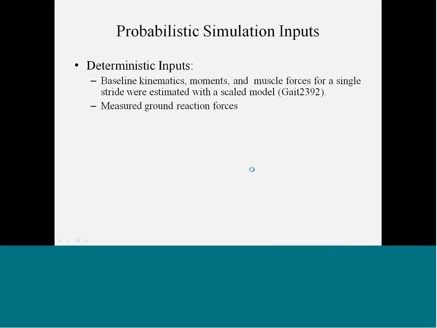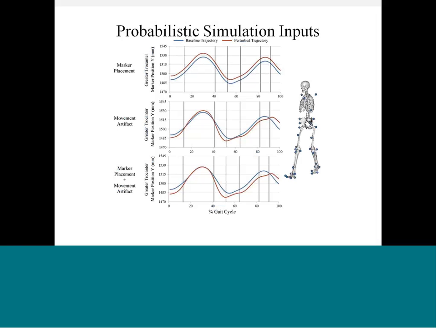So for our specific probabilistic simulation, we began with a deterministic input with the baseline kinematics, moments, and muscle forces from a single stride of gait and our measured ground reaction forces. And then for the probabilistic inputs, we simulated marker error in two ways. First, in marker placement error, so misplacing a marker relative to the landmark you're looking for, and also in movement artifact, so that marker moving relative to the landmark it's associated with during dynamic movement. And we did that by perturbing marker trajectories and sending that to the inverse kinematics tool.